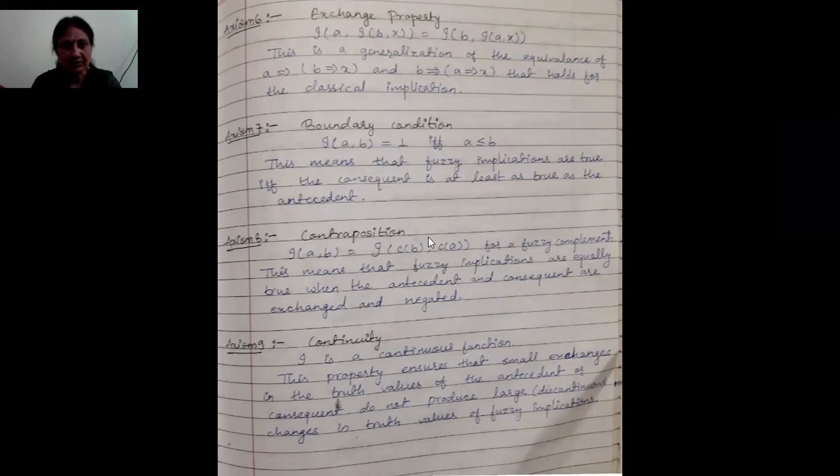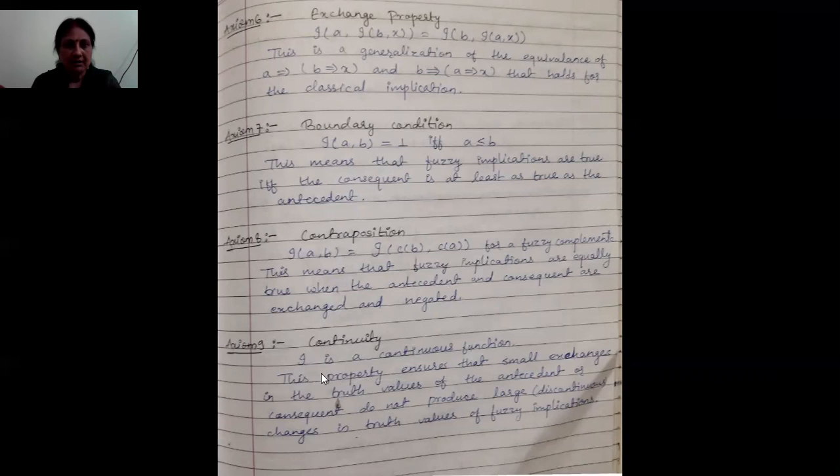Now come to axiom 8, contraposition. I(A,B) is equal to I(C(B),C(A)). Here there is A and B, and as soon as we write C, the roles get reversed: C(B) and C(A). So I(A,B) is equal to I(C(B),C(A)) for a fuzzy complement. This means that fuzzy implications are equally true when the antecedent and consequent are exchanged and negated. Negated means complement.